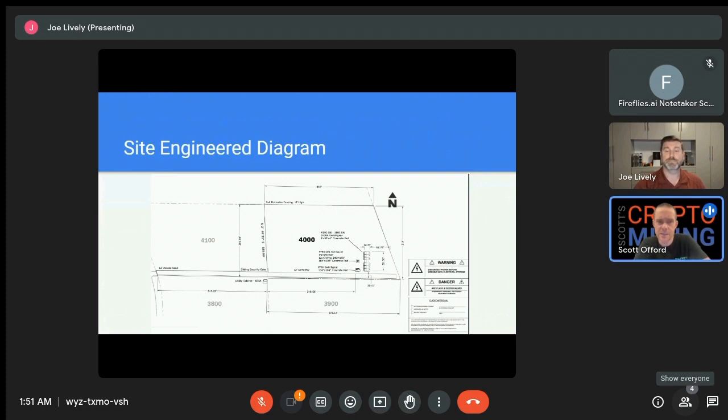Cool. So yeah, it looks like we're going to be talking specifically, like you said, about the containerized solution as opposed to doing this as a retrofit warehouse project, right?